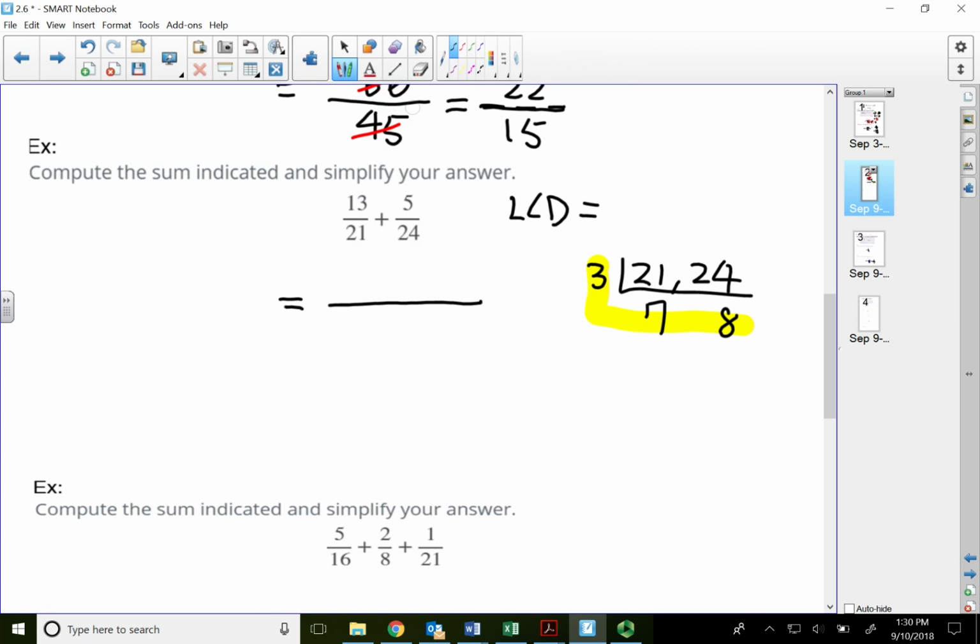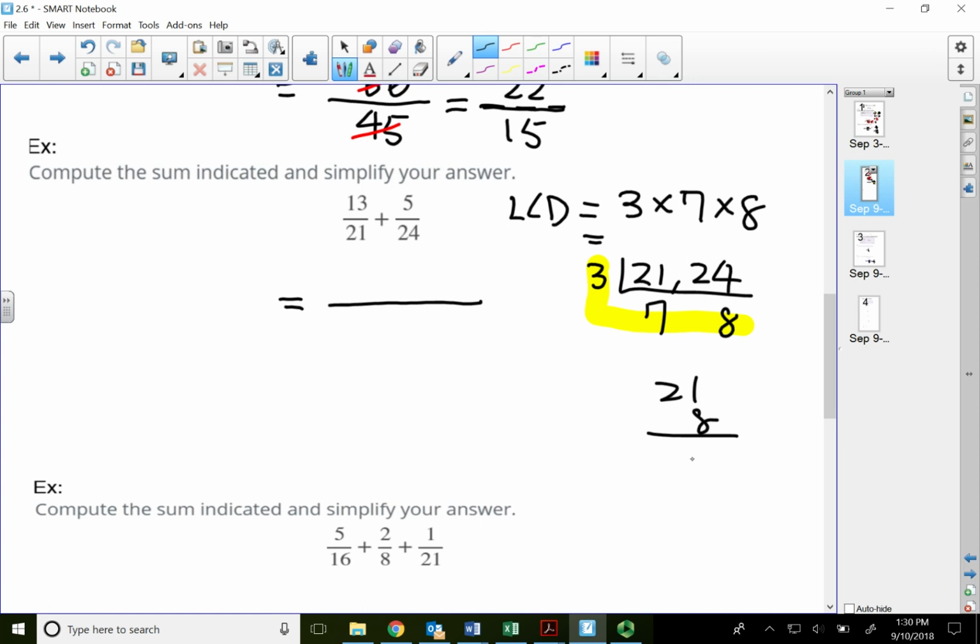So let's multiply all the numbers on the outside together. 3 times 7 is 21. 21 times 8 is 168.